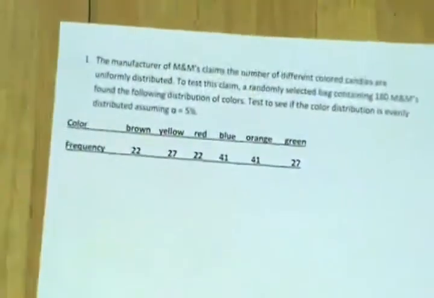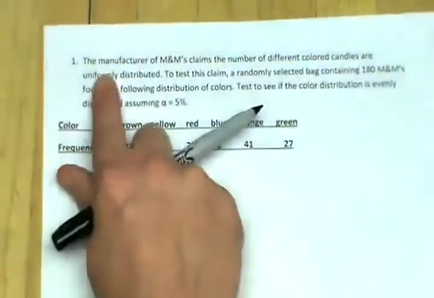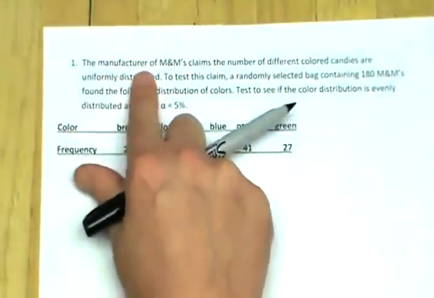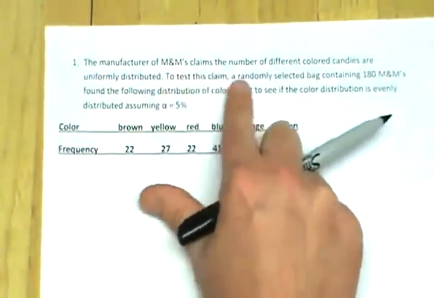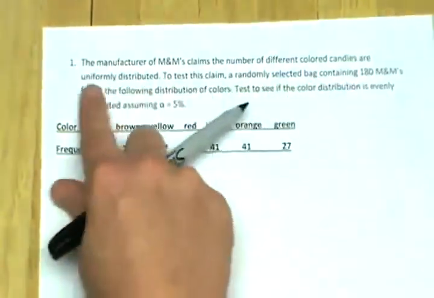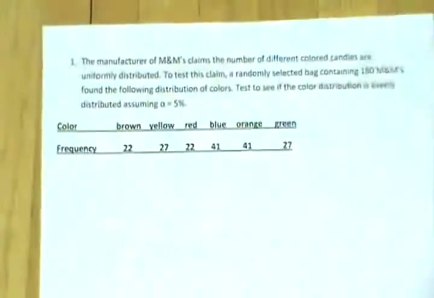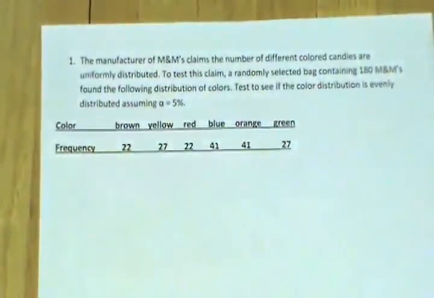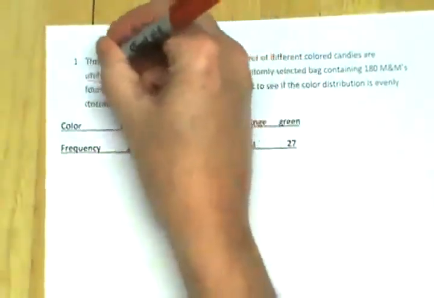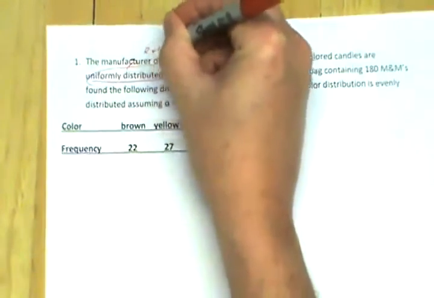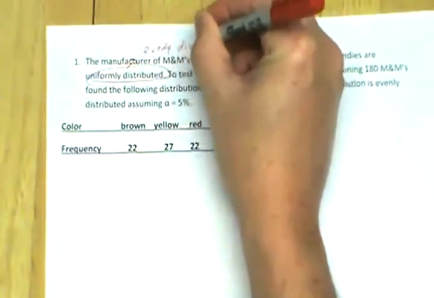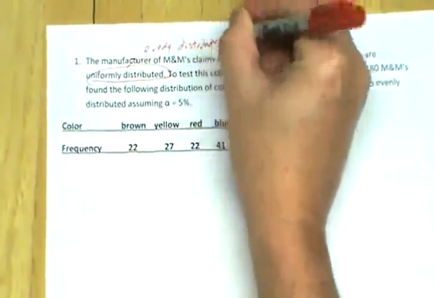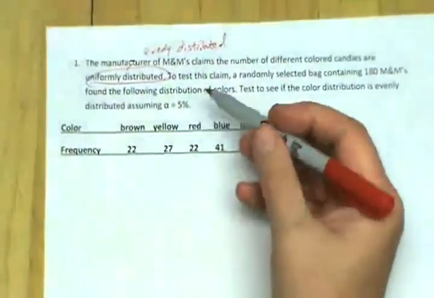Okay, we're going to jump right in. Here we go. Example number 1. Now again, we have two distributions. The question says, the manufacturer of M&Ms claims the number of different colored candies are uniformly distributed. Another way of saying uniformly distributed is also to say evenly distributed. Sometimes they put that in the notes also in the book.